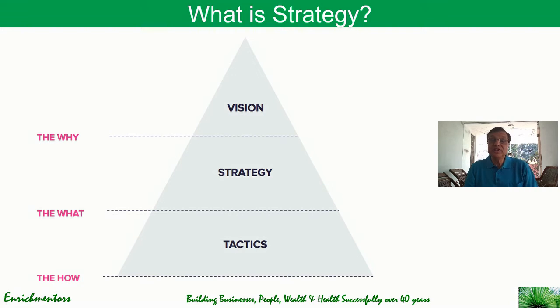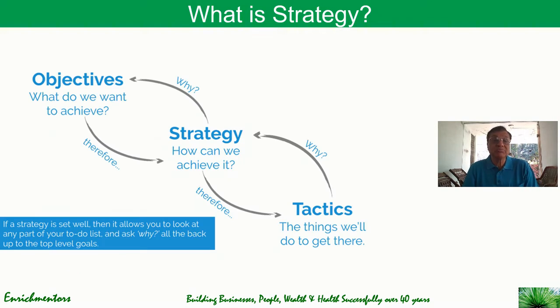Let's look at another definition of strategy. The strategy starts with objectives, also called vision. Vision is a little different from objectives. Objectives are what we want to achieve, and therefore strategy is how we can achieve them, the directions. And then the things that we need to do to get there, that is what the tactics are. And it all gets supported. The reason for the right tactics is that they support the strategy. The reason for a good strategy is to help you achieve the objective. So that's another way to look at strategy.